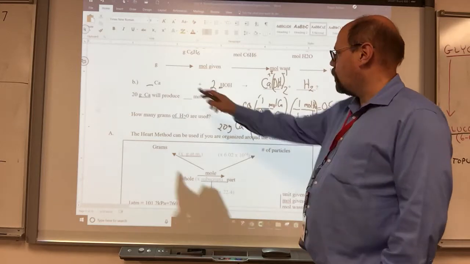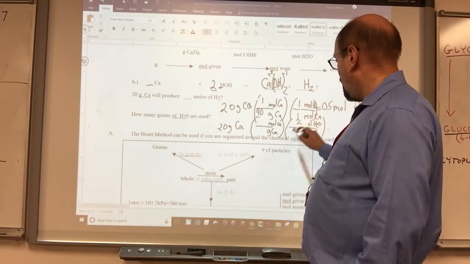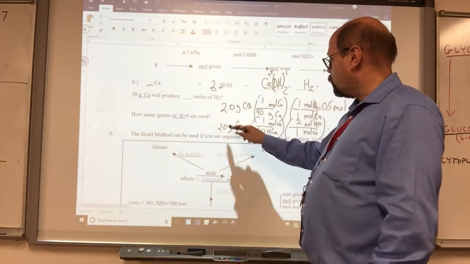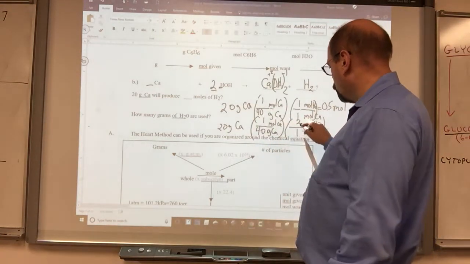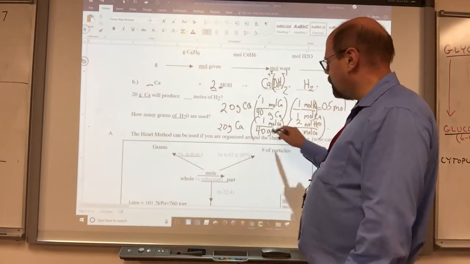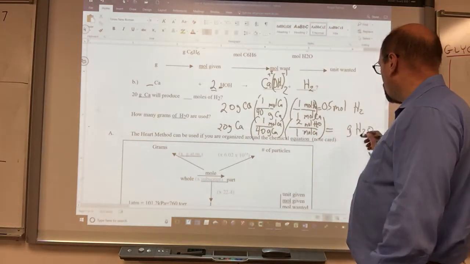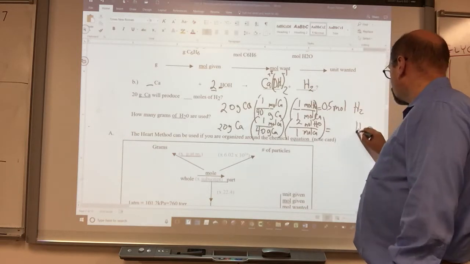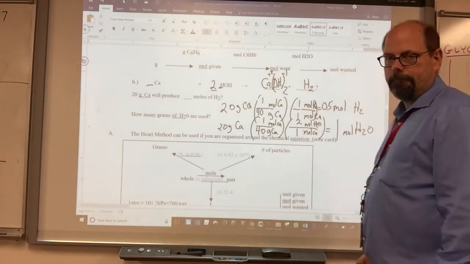And in this case, it's not 1 to 1, but 1 to 2. And we know what 1 mole weighs. It's the same as up here, 40. So now you've got 20 divided by 40, or 20 times 1 times 2. That's 40. Divide by 1, divide by 40. 40 divided by 40 is 1. So how many grams of water do you end up with? Moles. The question was how many grams, but this gives moles of water. 1 mole of water. Okay?